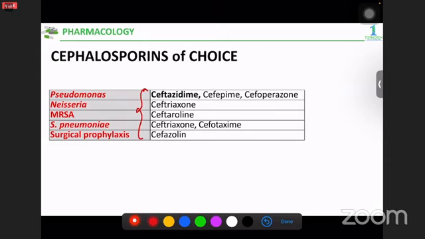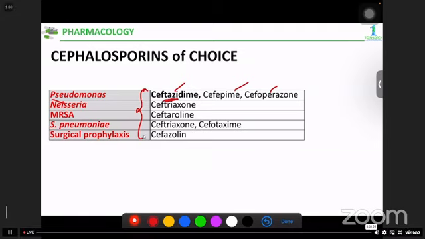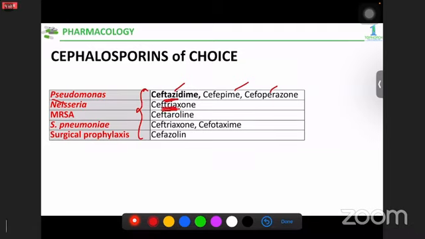Cephalosporins of choice. Pag Pseudomonas, you choose these three. Kung pipili ng isa, si Taz, si ceftazidime. Pag Neisseria, again, gonorrhea yun, kanina, ceftriaxone. MRSA na cephalosporin, your ceftaroline, or sa ibang reference, it is your 5th gen cephalosporin. Pag pneumonia or strep pneumonia, ceftriaxone and cefotaxime. And then, anong ginagamit nyo sa ward? Di ba pre-op, your cefazolin, this is your 1st gen. Ginagamit siya as prophylaxis, di ba?